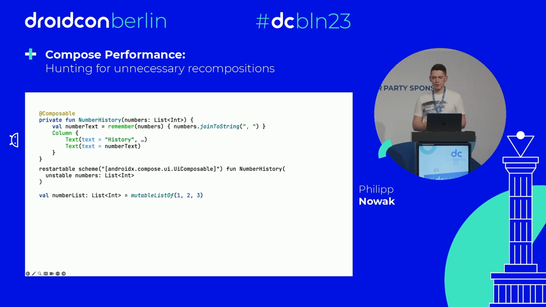If you see this example, you should know that the number list is immutable on the declaration side, but mutable on the implementation side. Since the compose compiler only sees the declared type and cannot know about the actual implementation, lists are marked as unstable. By the way, the same applies for things like set and map as well, so basically all collection types you know. How can we solve this problem?